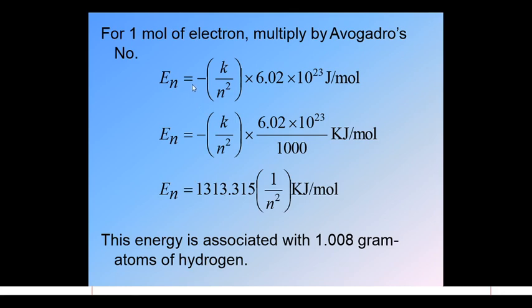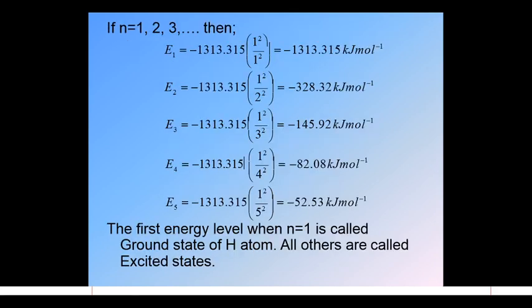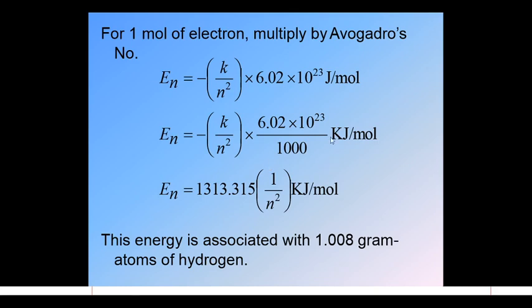Here you can see that for 1 mole of electrons you can multiply it with the Avogadro number. So it is simply a calculation which helps you to find the energy of the electron in an orbit. See, here you can see that in terms of kilojoule per mole. Here we had calculated it with joule per mole, and this is kilojoule per mole.